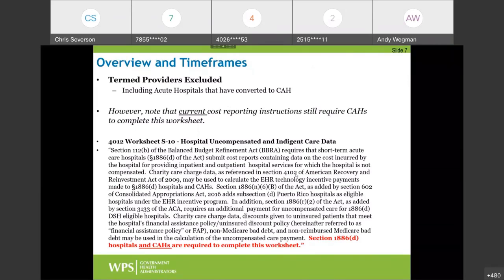One of the questions that's come up a few times is whether or not CAHs even have to complete the worksheet. And the interesting thing is the instructions still say that CAHs do have to complete the worksheet, but it's not currently audited. There's nothing that we're aware of that is done with the data. CMS may be analyzing it for other purposes, but there's no payment we are aware of right now that the CAHs use this data for.